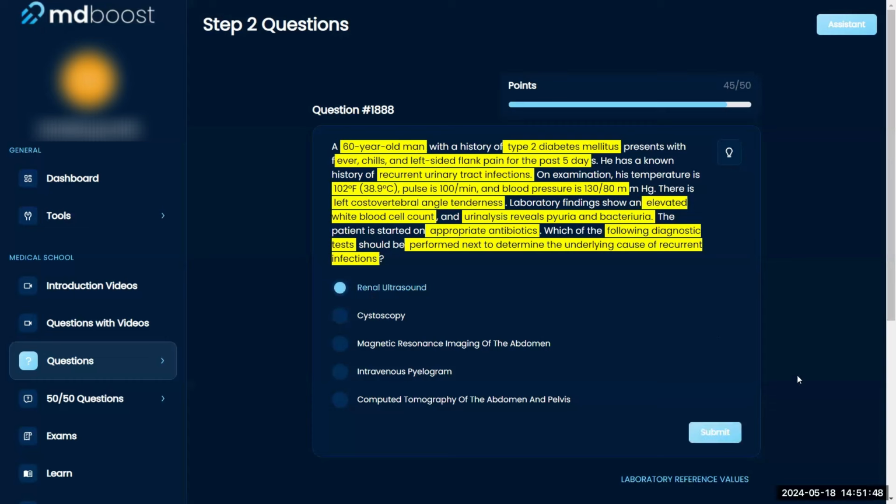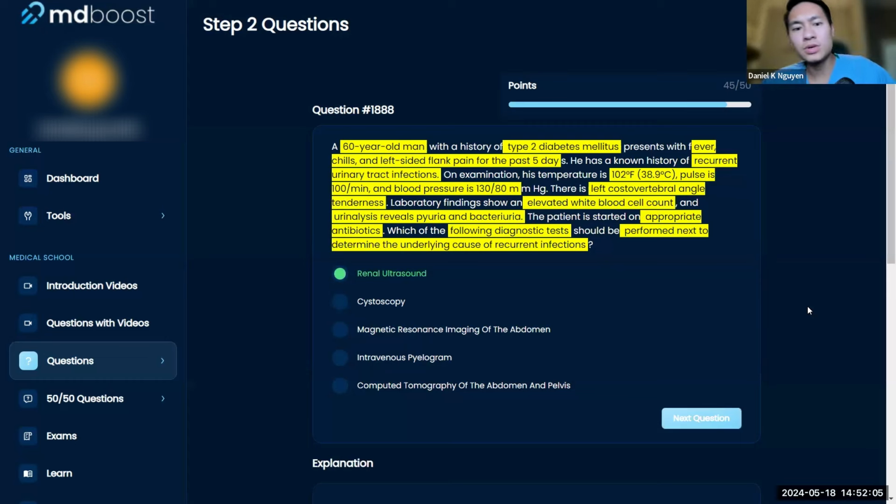I forget exactly what IV pyelogram is. I'm sure it's like looking at the kidney with contrast. I forget in what instances, if ever, you would use that, but I think I'll go with the renal ultrasonography. Yeah. So 100% here.